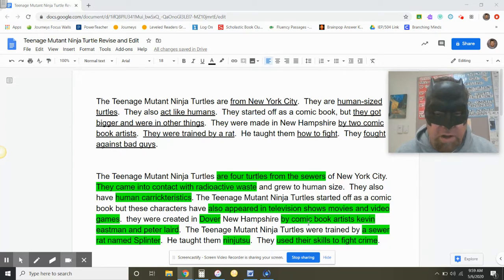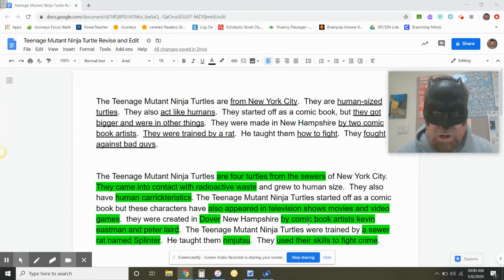Now, if you go back up above, we have they also act like humans. Okay, they act like humans. How, right? I didn't give a lot of specifics here, but I changed the wording. If you see down below the third highlighted part, I said they also have human characteristics instead of just saying that they act like humans. Plus, that's using some larger, more unique vocabulary, which is what we're going for.